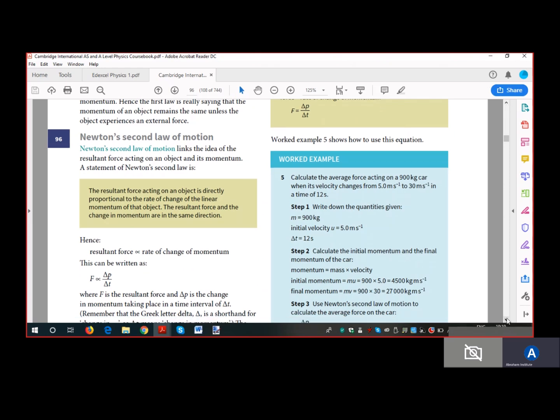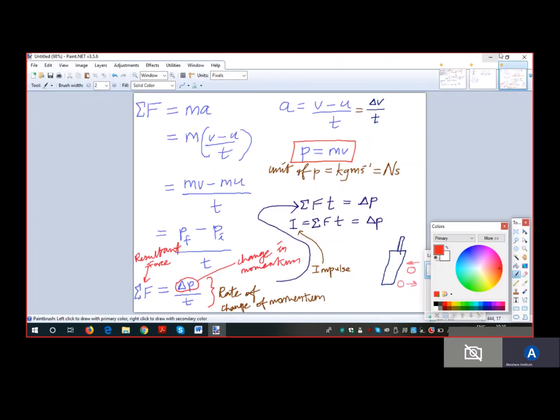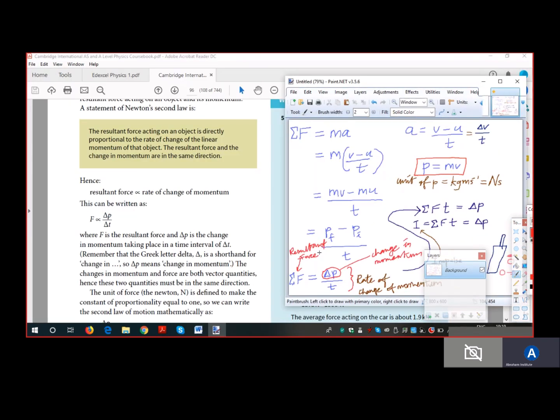Now you can see this is one of the definitions. The resultant force acting on an object is directly proportional to the rate of change of the linear momentum of the object. Can you see that here? Yes. And also if you look at the derivation that we did, you can see the resultant force is change in momentum over time. Here we have a proportionality. To convert a proportionality into an equation, you have to add a constant. But if that constant is 1, the proportionality and the equation are the same thing.